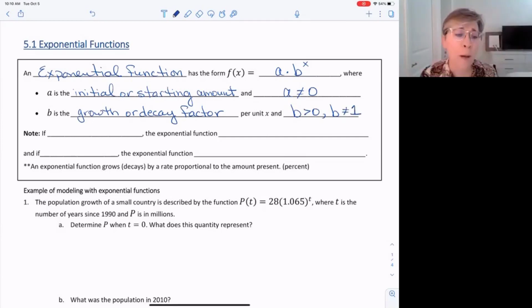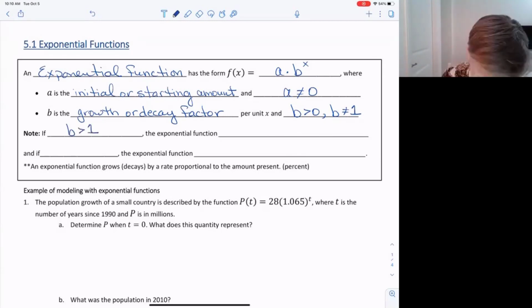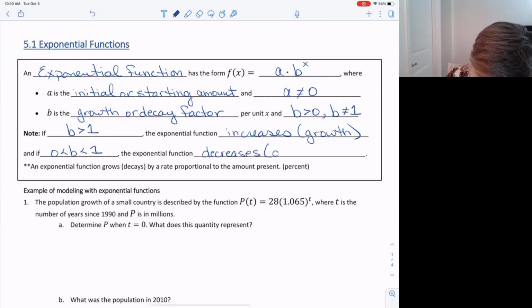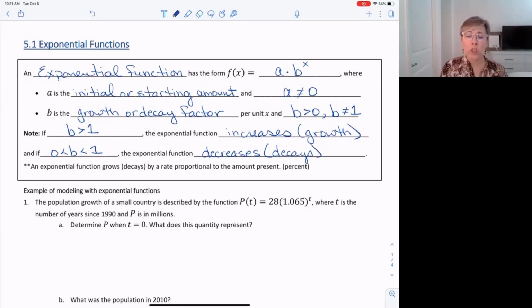So here's something to note about that growth or decay factor. If b is larger than 1, then the exponential function increases, or we have growth. If that b value is between 0 and 1, then the exponential function decreases or decays. So think of b as the percentage of the original amount that you're getting back. Are you getting less back, or are you getting more than 100% back?